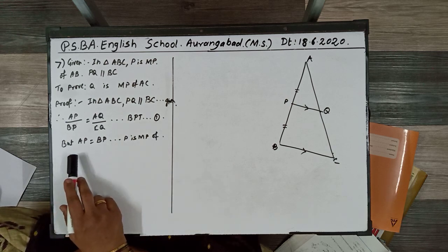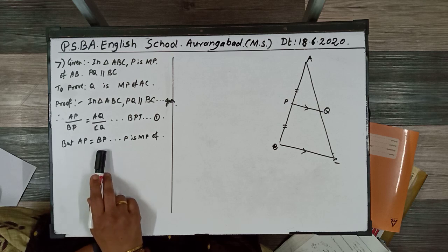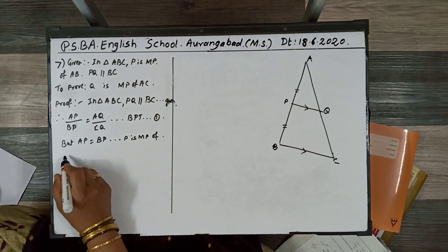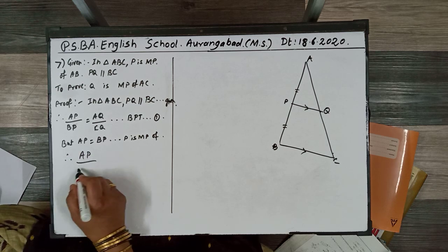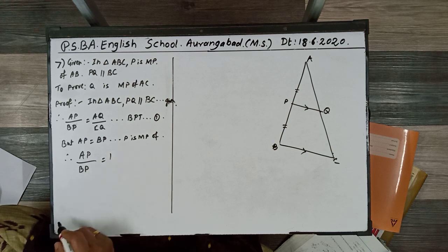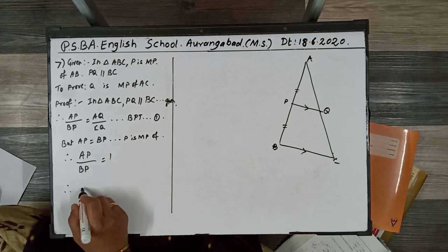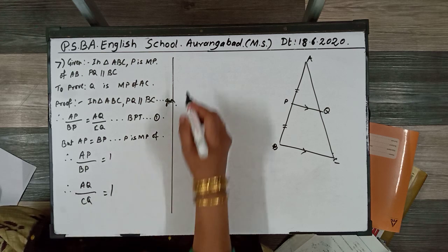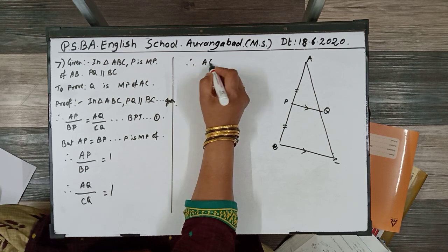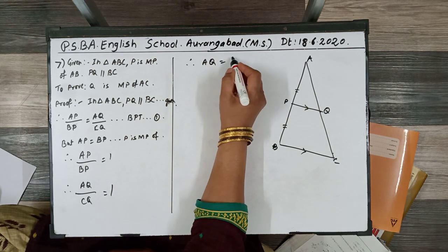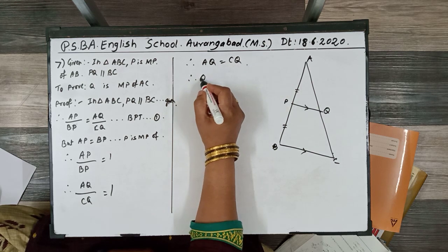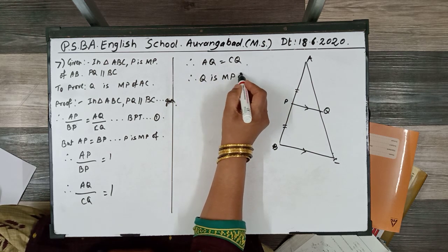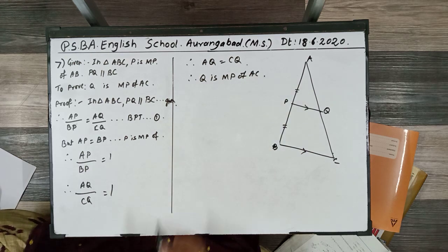But AP is equal to BP because P is the midpoint. Therefore AP upon BP is equal to 1. Correct? Therefore AQ upon CQ will be equal to 1. Therefore, on cross multiplication, AQ is equal to CQ. Therefore Q is the midpoint of AC. Hence proved. We can write this. Okay? Is it clear to you? Yes.